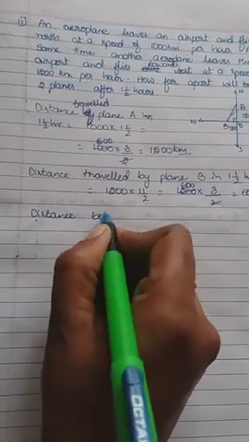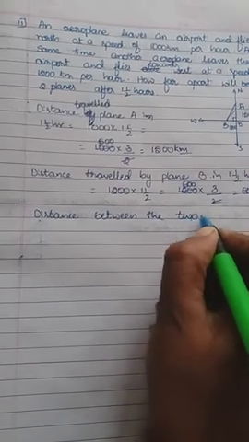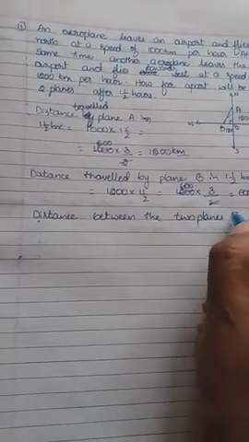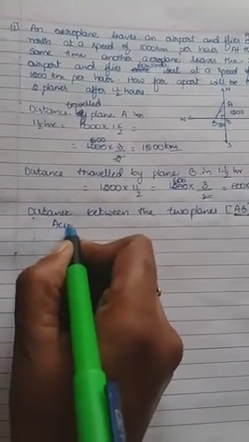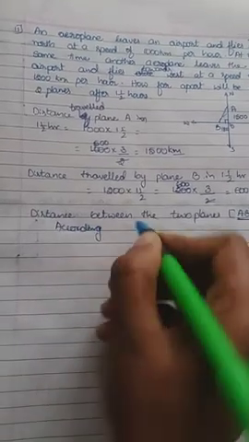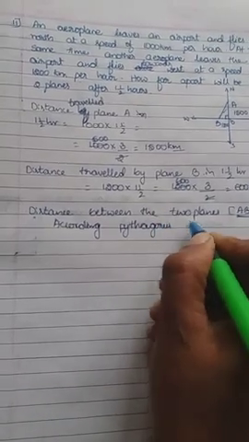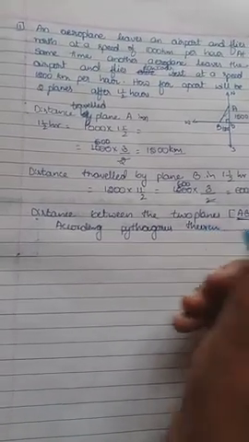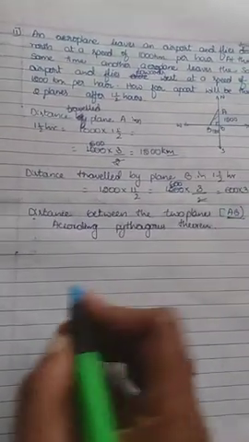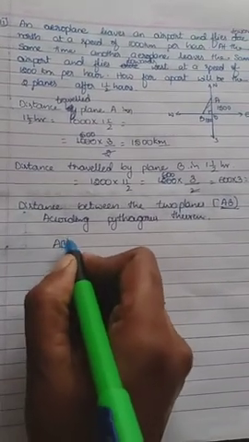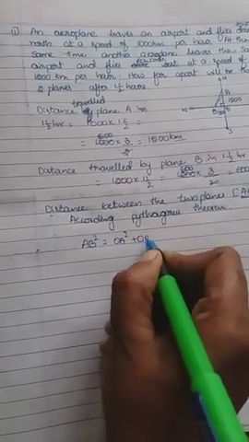Distance between the two planes. The two planes are at A and B, right? So according to Pythagoras theorem, we want to find this out. Again the same rule. A right angle triangle is formed, so the square of the hypotenuse is AB square equals OA square plus OB square.